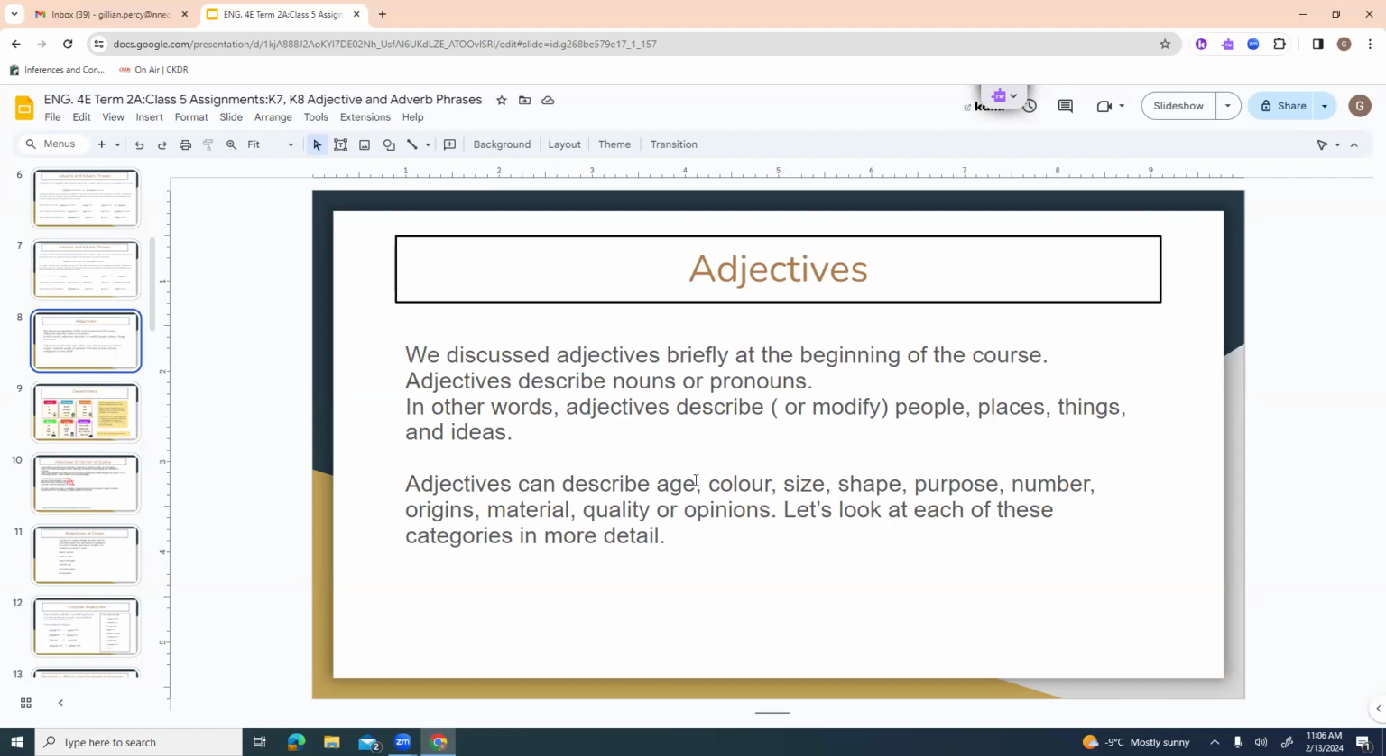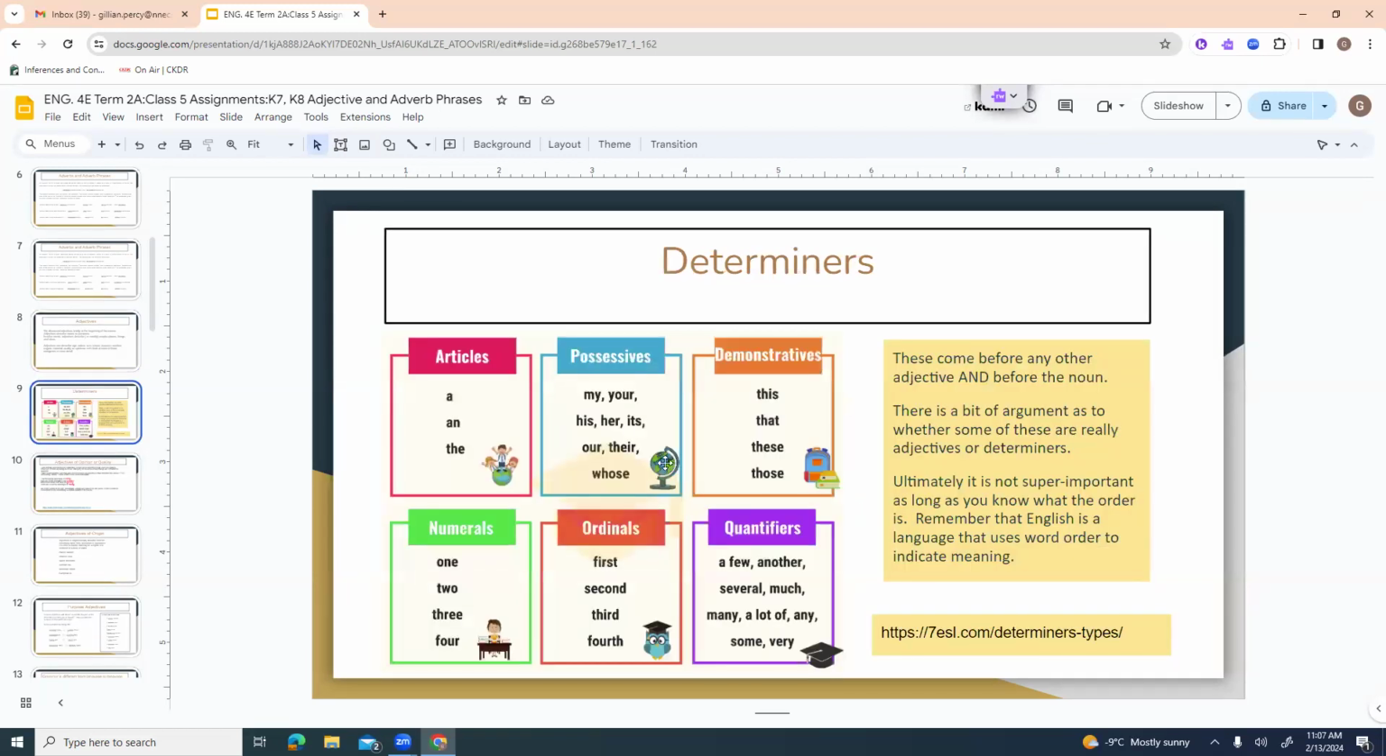But the ones where you're getting to purpose, number, origins, material, quality, or opinions, those are a bit not as obvious, I think. So first of all, I wanted to tackle this. This is one of the ones where they're a special category called determiners. Some people think of them as separate from adjectives, and some people think of them as a special type of adjective. Regardless of which way it goes, these would always come before any other adjectives.